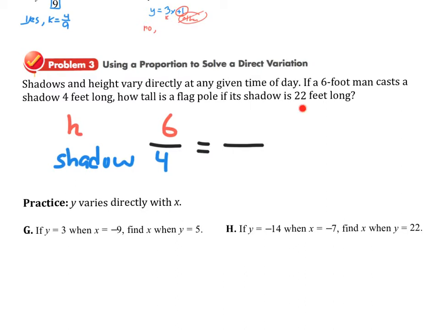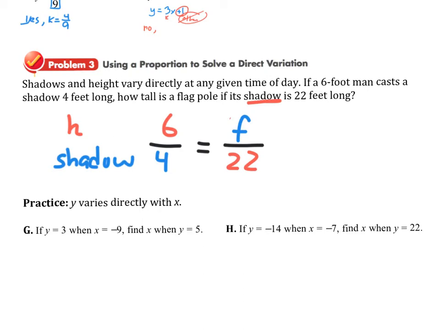Where am I going to put this 22? Because it's a proportion, meaning it varies directly, where does the 22 belong? Good, so the 22 is going to go down here because it is the shadow. So the height, which is unknown, I'll put F for flag.